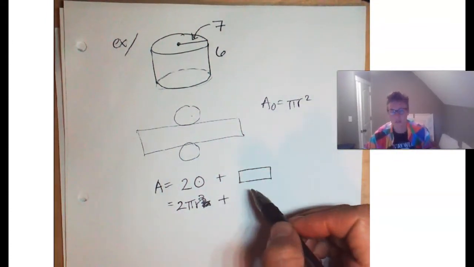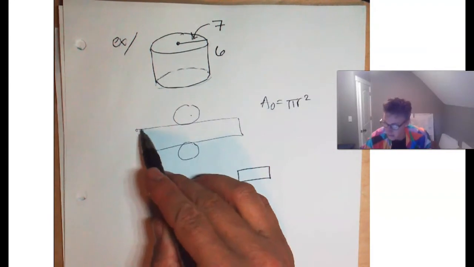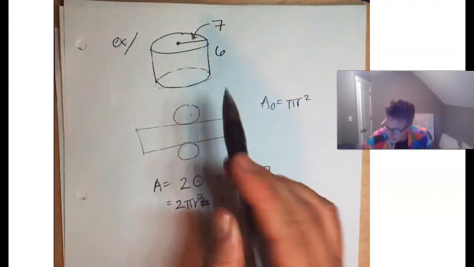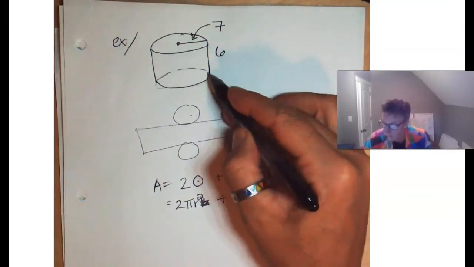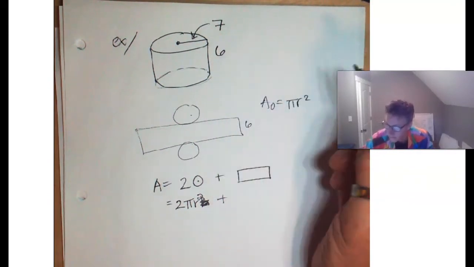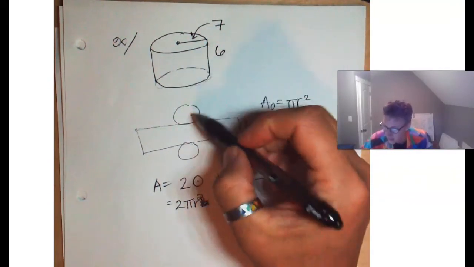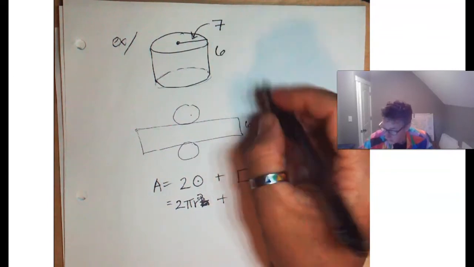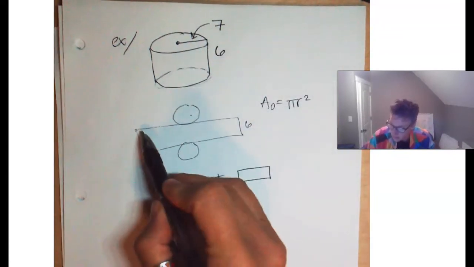what's the area of this rectangle? How long is this side? We know the height of our soup label is 6. That's the same as the height of the cylinder, right? That's our height. But how long was this rectangle?